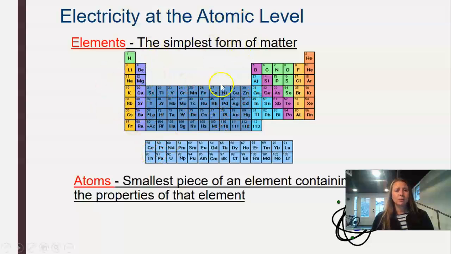So when we're talking about static electricity, we're also looking back at these subatomic particles, which are here. Atoms are our smallest piece of an element containing all the properties of that element, meaning that all hydrogen atoms look the same, all lithium atoms look the same. If we jump over here, all carbon, all nitrogen, neon, they all have the same amount of protons, neutrons, and electrons. And sometimes you'll hear me refer to them as subatomic particles.